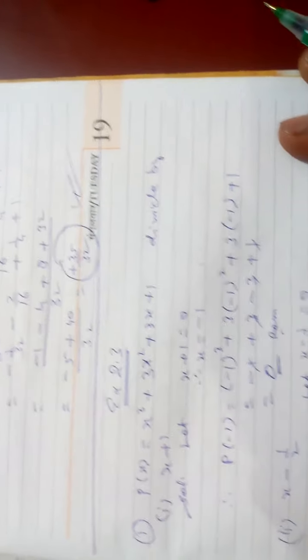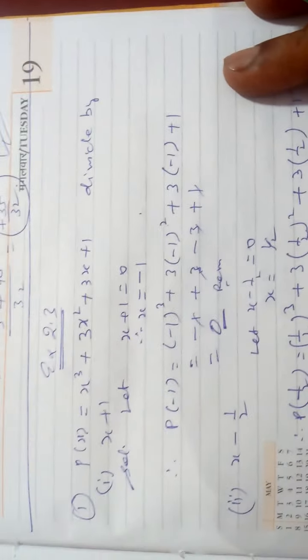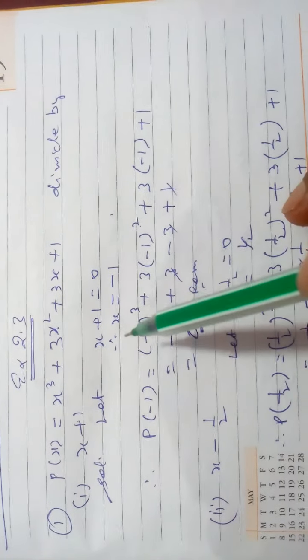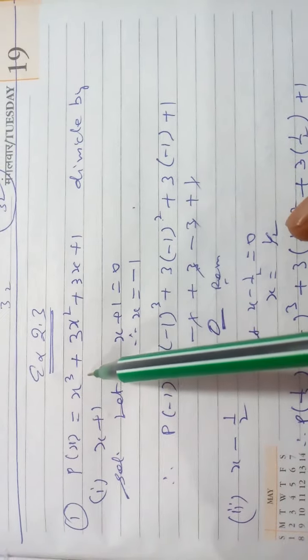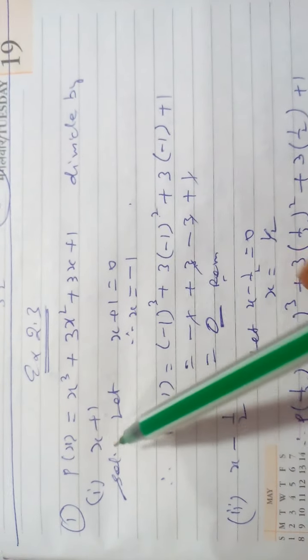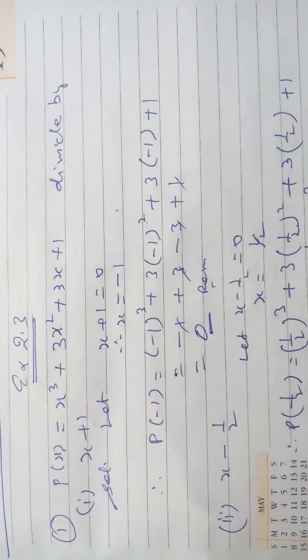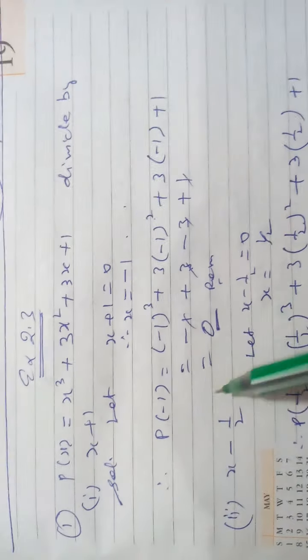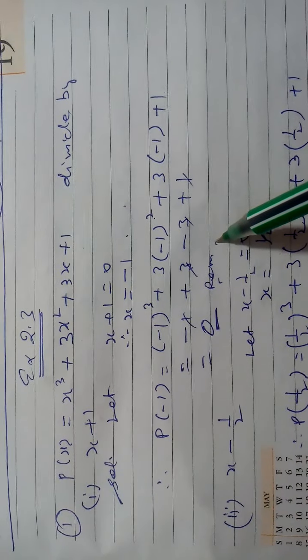Exercise 2.3, one polynomial is given: x cube plus 3x square plus 3x plus 1. Divide by the 5 different polynomials. First part, x plus 1. I have taken, let this be 0, so x is minus 1. Putting p(minus 1), your remainder is 0.